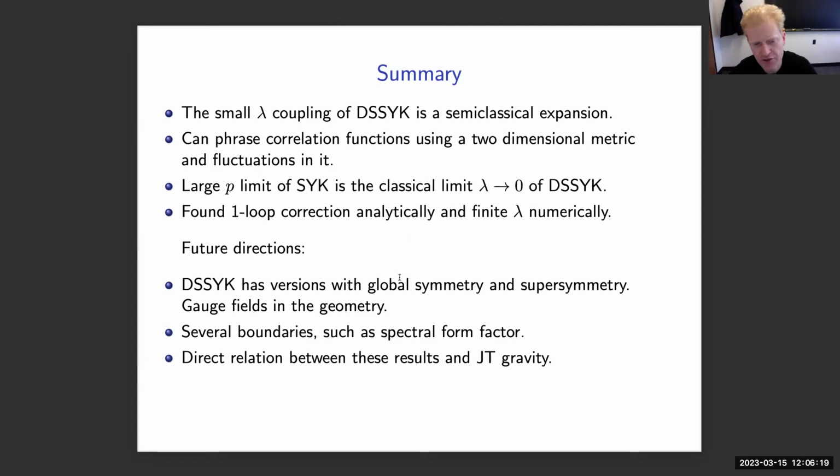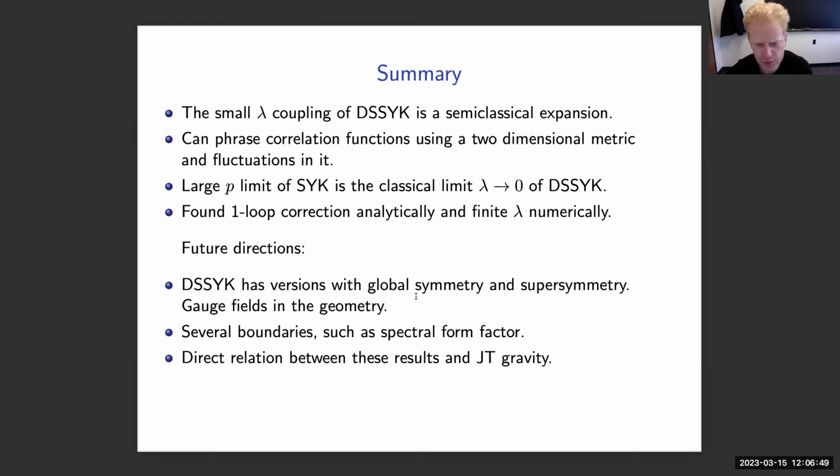And there are quite a few directions that would be interesting to study. Here we studied just the double-scaled SYK of Majorana fermions, but there are many other versions. For example, we can take complex fermions, and then we have a U(1) symmetry. And there are other versions with global symmetries. There's also supersymmetry. There are N=1 and N=2 versions of double-scaled SYK. And there is quite a rich structure there.